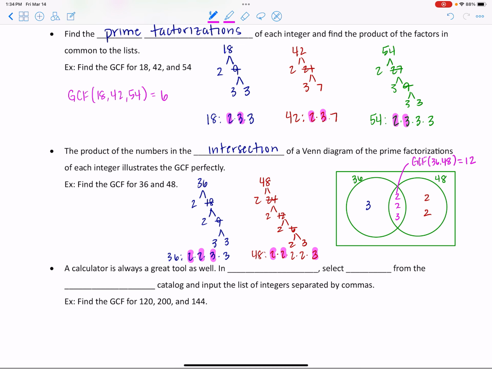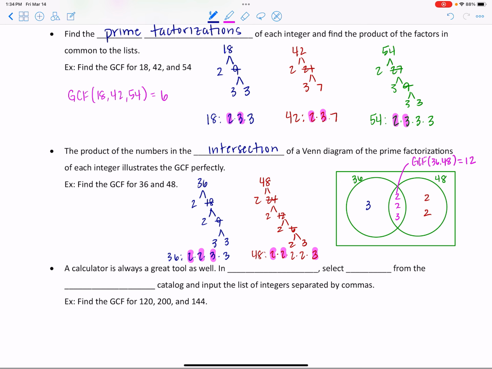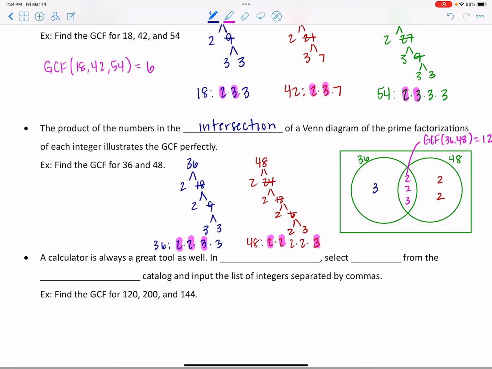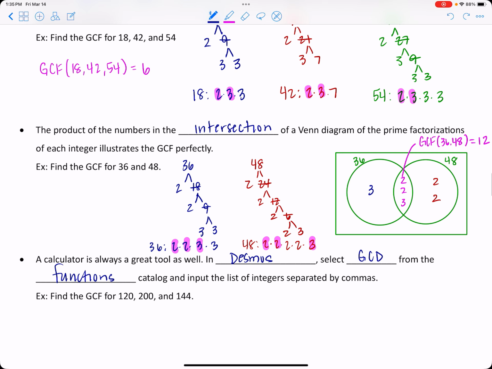Okay, now the good news is we also have technology that will calculate greatest common factors for us. So I just want to show you real quickly how to do this in Desmos. So a calculator, always a great tool. In Desmos, you're going to select greatest common divisor from the functions catalog, from our functions menu, and then you're going to input your list of integers separated by commas. It'll look a lot like the notation I've been using here, and I'll show you right now.